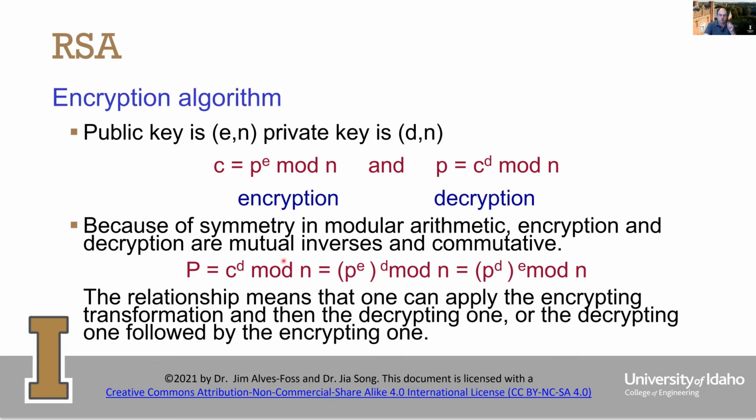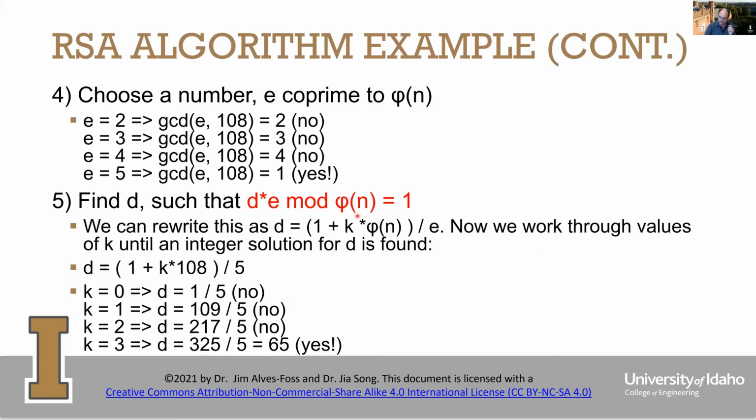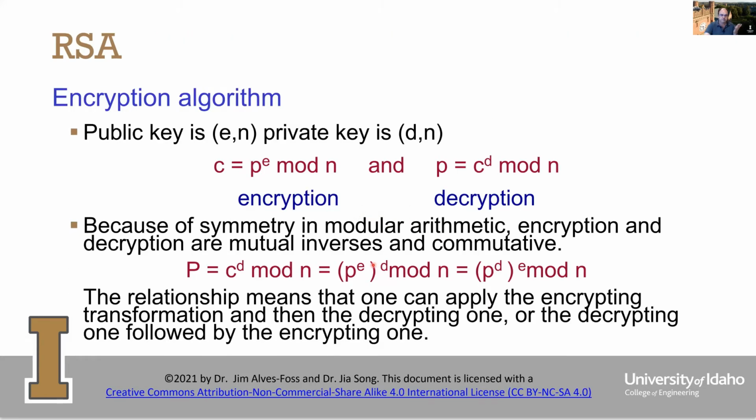So why does that work? What am I trying to say here? Well, P to the E times D mod n, when we do this arithmetic, given the way it works, because D and E satisfy this property, this is equivalent to P to the first. Because E times D mod the totient function is 1, P to the D E mod N is P to the 1 mod N. Again, don't worry about the math, just understand it's there. So encryption, we do this, decryption, we do this. And because of symmetry, modular arithmetic, encryption and decryption are mutual inverses.